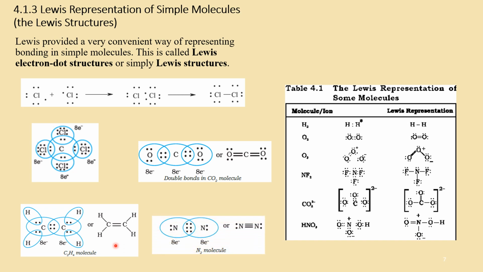Yet another example is nitrogen molecule. Nitrogen molecule is also shown here, and here there is a triple bond. This is a triple bond. That is for N2 molecule, N plus N, nitrogen atom plus nitrogen atom combine, and there are triple bonds.